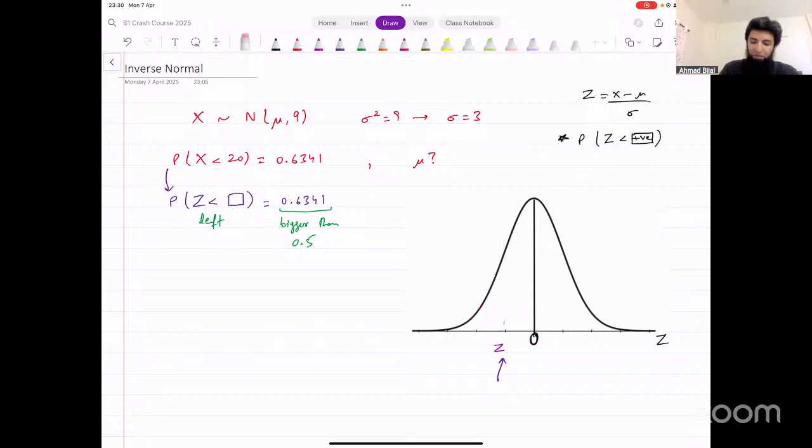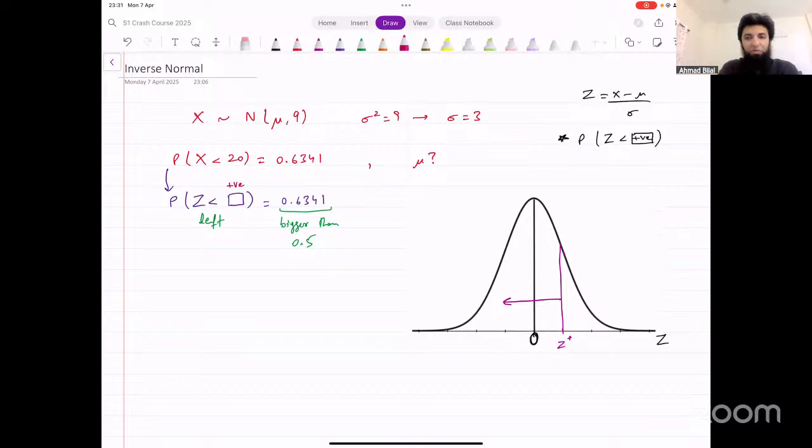If z was positive, where would z be in that case? It would be on the right side. If we were to place z on the positive side, can the area to the left of this z value be bigger than 0.5? Yes, this can be bigger than 0.5. So what that means is z has to be positive. So this number, therefore, is positive.